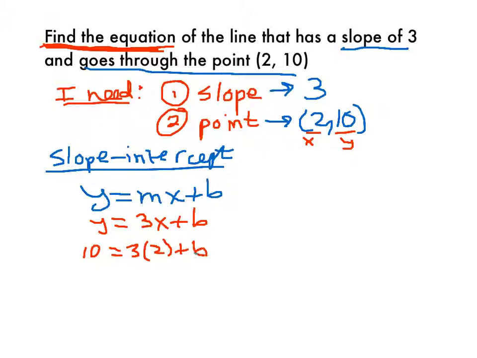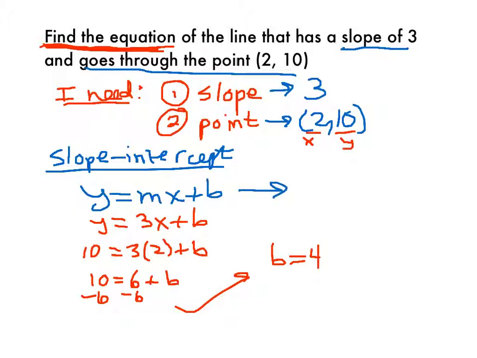And now once I solve for b, that's the only possible b that will satisfy this equation because it needs to have a slope of 3. And this x and y needs to be able to be plugged into this equation and have both sides be true. So I get 10 equal to 6 plus b. And when I subtract 6 from both sides, I'm going to get b equal to 4. So I have my slope, I have my y-intercept. So my equation is y equal to 3x plus 4.